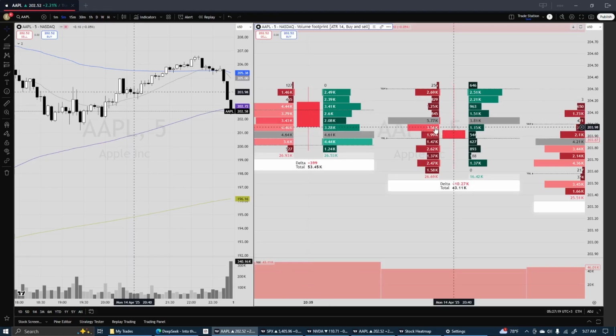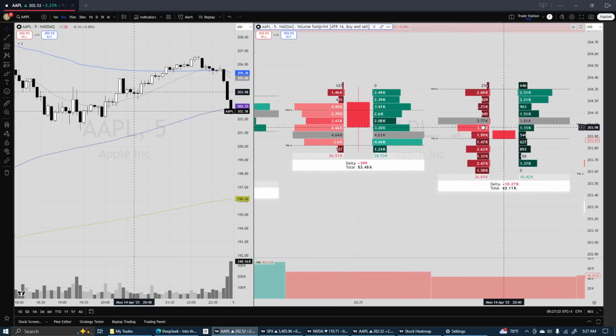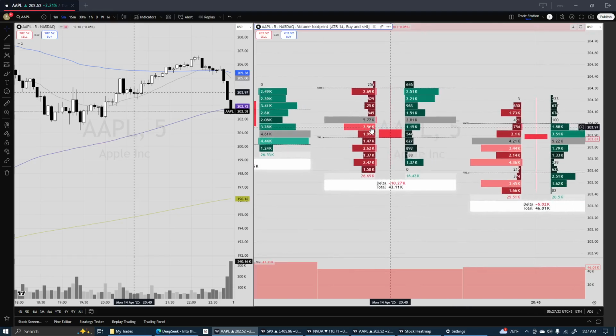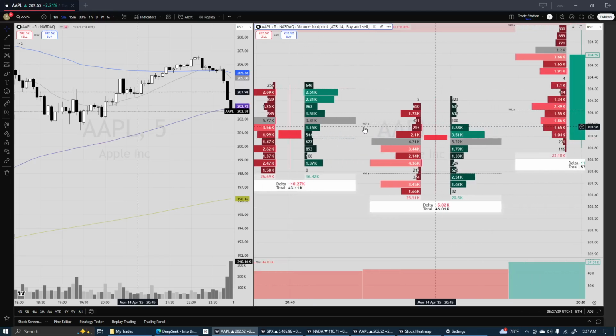The sellers won this candle at this level. The sellers won the candle at this level. And again at the same price, right below 204, the sellers won the candle again. I mean, they won this price area, 204. And then you see the buyers win this area.